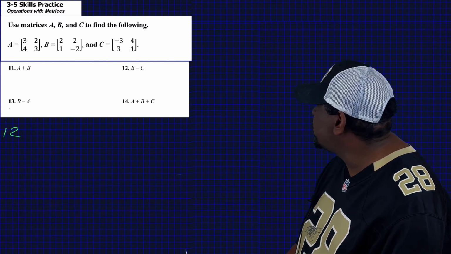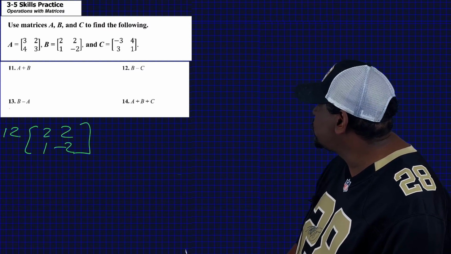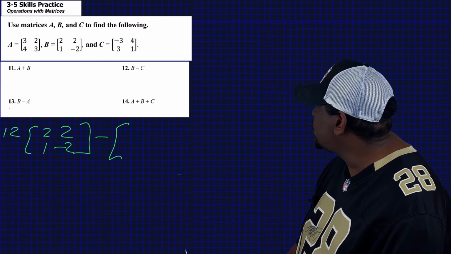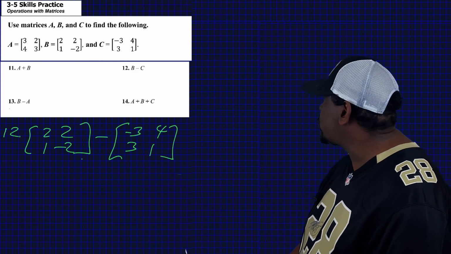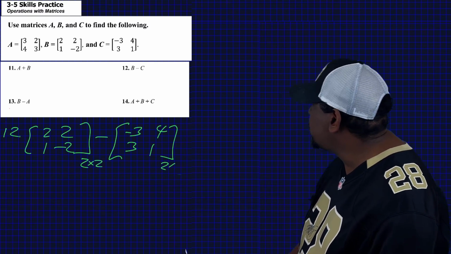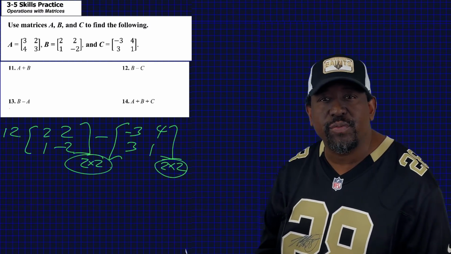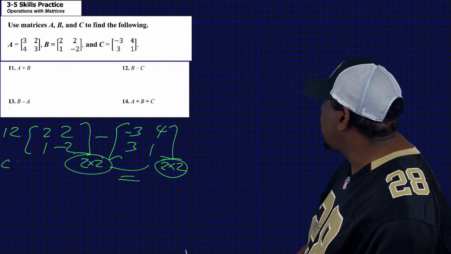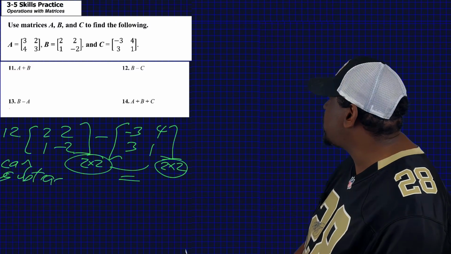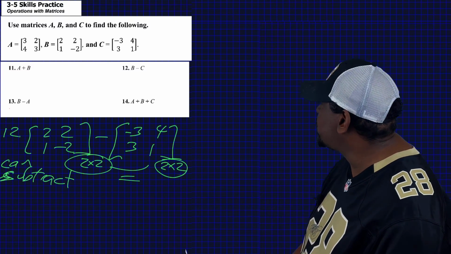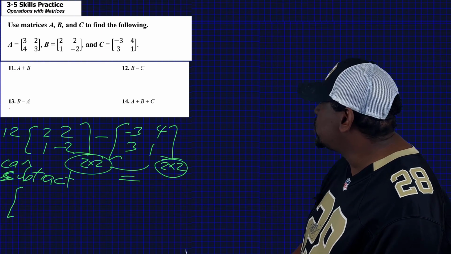And do number 12, B minus C. So we write the B matrix 2, 2, 1, negative 2. We subtract. We write the matrix for C, which is negative 3, 4 in the first row, 3, 1 in the second row. And again, we have to check the dimensions. Dimensions are 2 by 2 for B and 2 by 2 for C. So since they're equal, we can now subtract the corresponding entries, which we write here.